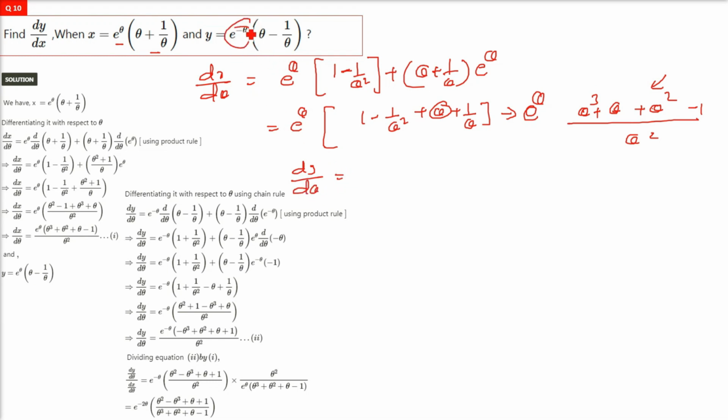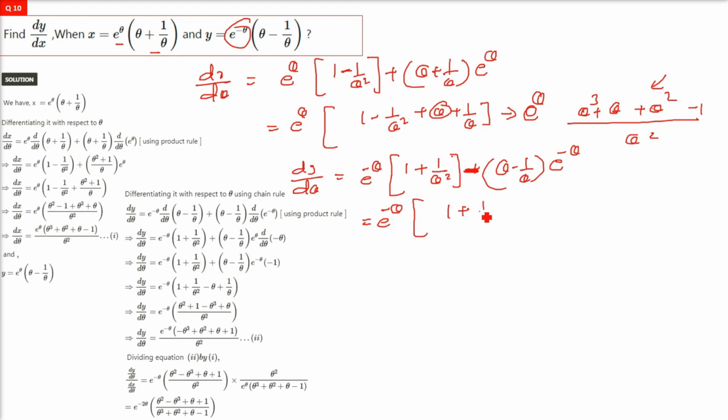But now coming to dy by d theta, you have e to the power minus theta, theta minus 1 by theta. So e to the power minus theta, and differentiation of theta minus 1 by theta is 1 minus minus of 1 by theta square, minus minus become plus. Okay. Now theta minus 1 by theta, differentiation of e to the power minus theta will be e to the power minus theta, and there will be negative also, because differentiation of negative theta will be negative 1. So the sign in between will change.